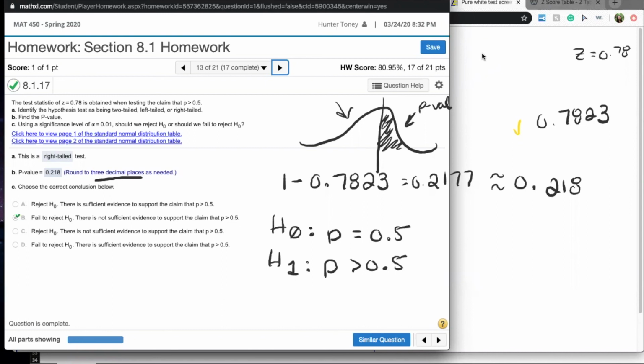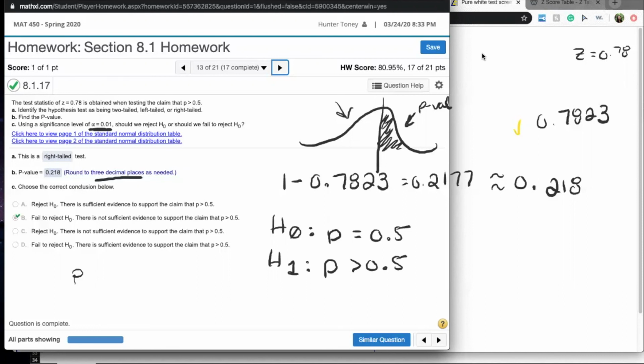Whenever you're trying to figure out whether to reject or fail to reject, I also left a note on the cheat sheet. If your p-value is less than or equal to your alpha, which is given up here with your significance, you want to reject your null hypothesis. But if your p-value is greater than your alpha, you want to fail to reject your null hypothesis.